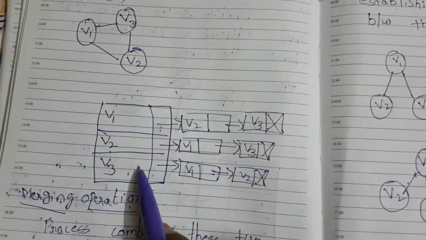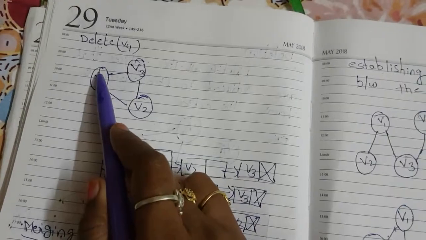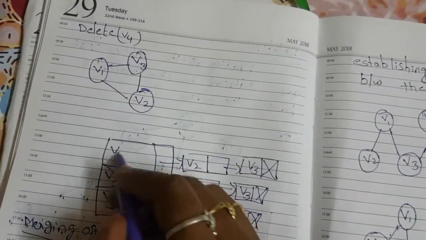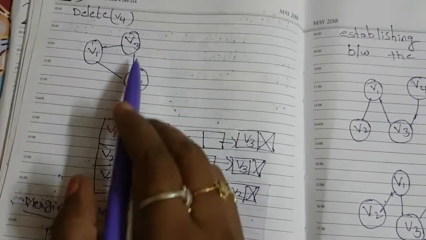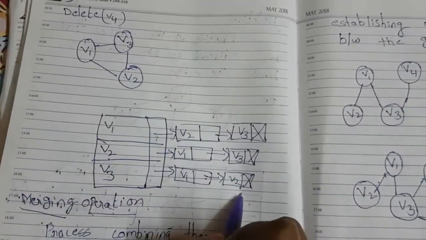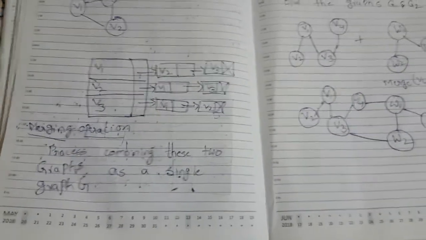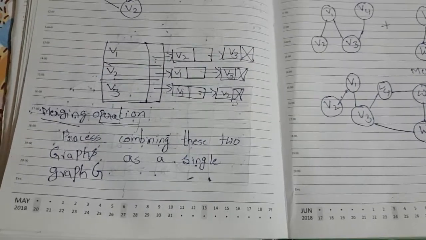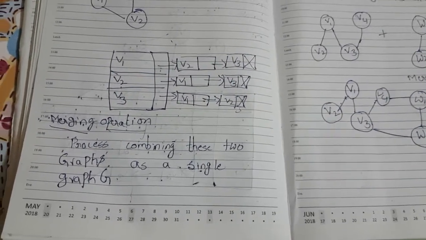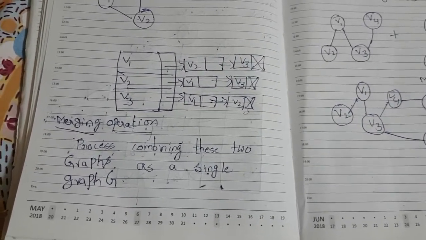These three vertices remain, and v1 has the connection to v2 and v3, v2 has the connection to v1 and v3, v3 has the connection to v1 and v2. Okay, and then the next one is the merging operation. Merging operation is a process of merging, which is nothing but combining. Anything you have to combine is called merging.